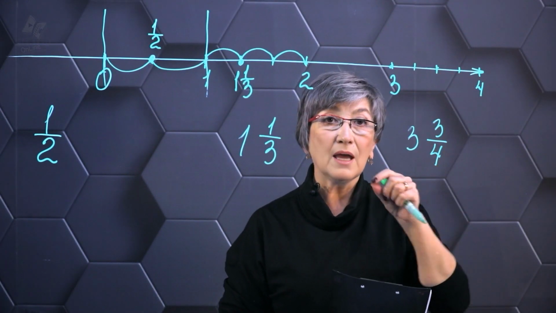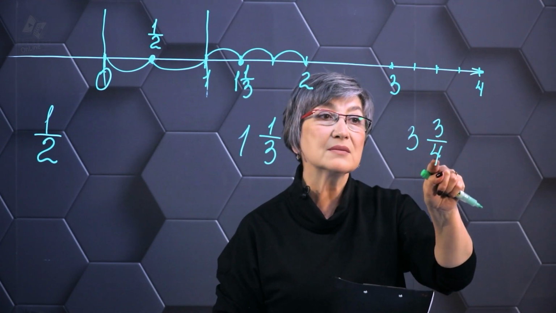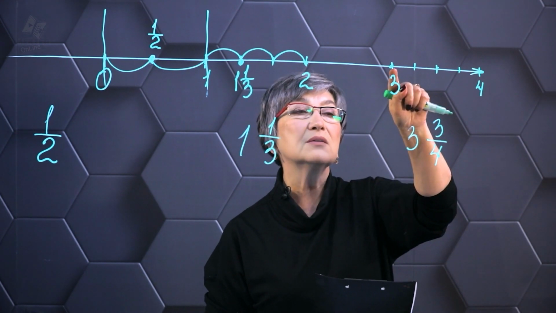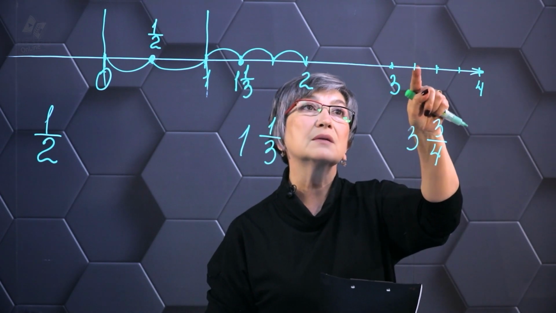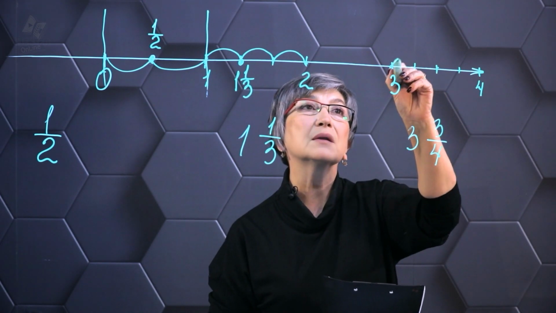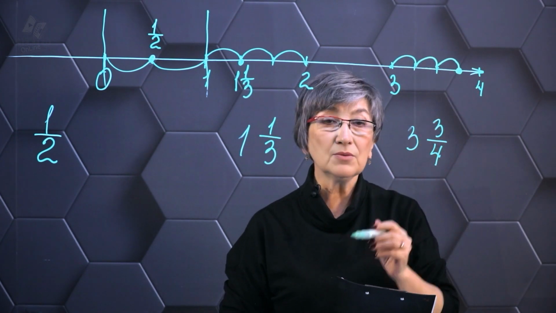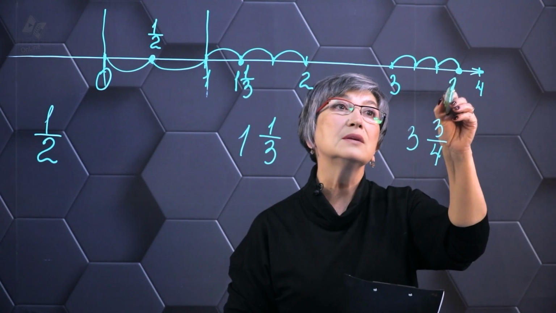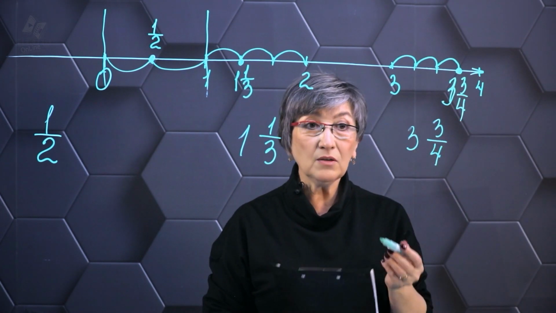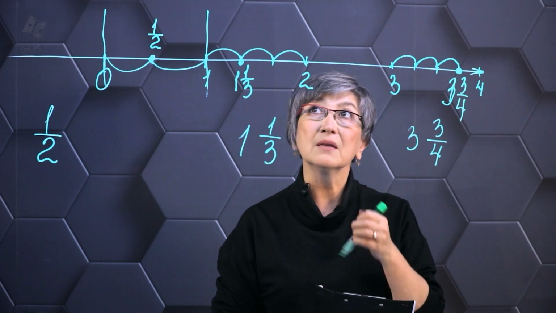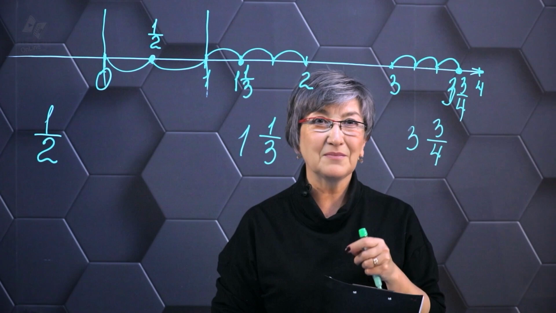Equal parts. And now I count 3 parts out of 4. That is 3 whole and 3 parts out of 4. Let's count: 1, 2, 3. And this point, that's 3 whole and 3 fourths. And that's how you show where the fractional number is on the coordinate line.